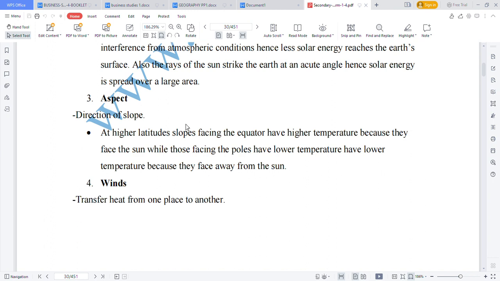What is aspect? Aspect is the direction of slope. Aspect is just direction of slope. At a higher latitude, slopes facing the equator have higher temperature because they face the sun, while those facing the poles have a lower temperature because they face away from the sun.